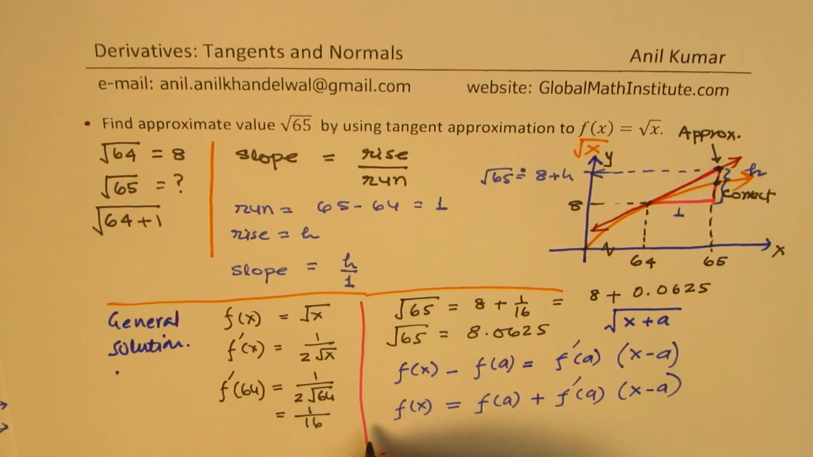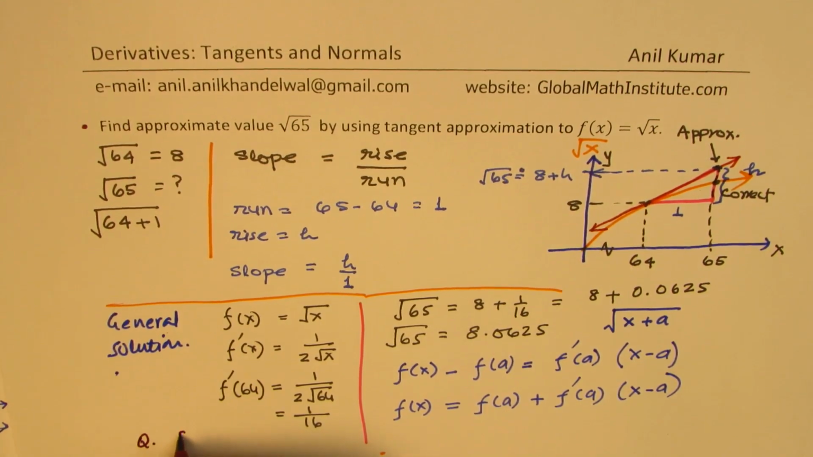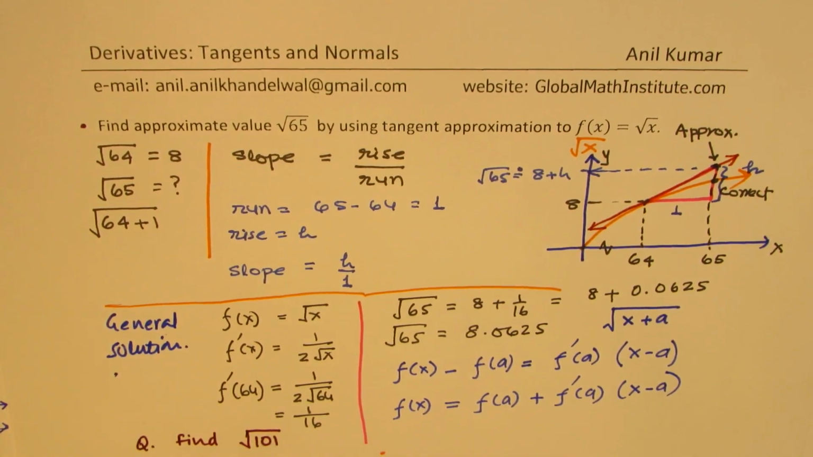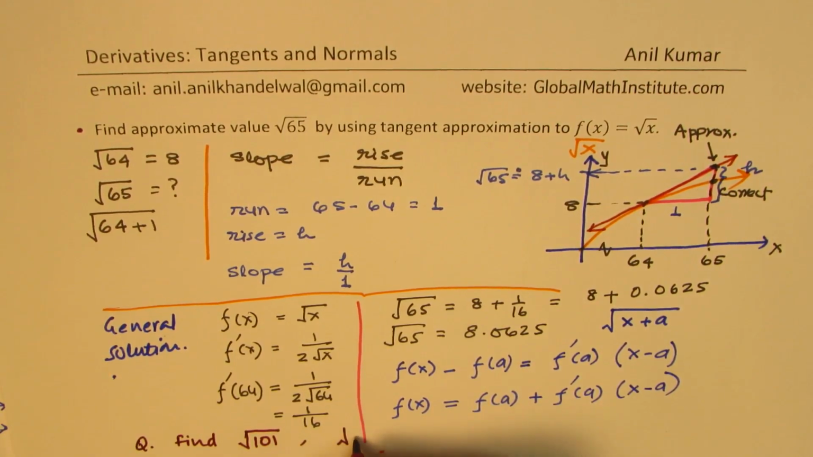Now based on this, I would like you to find, let's just have a question here. Find square root of 101. Correct? So find square root of 101. You can try another number, which is 83.